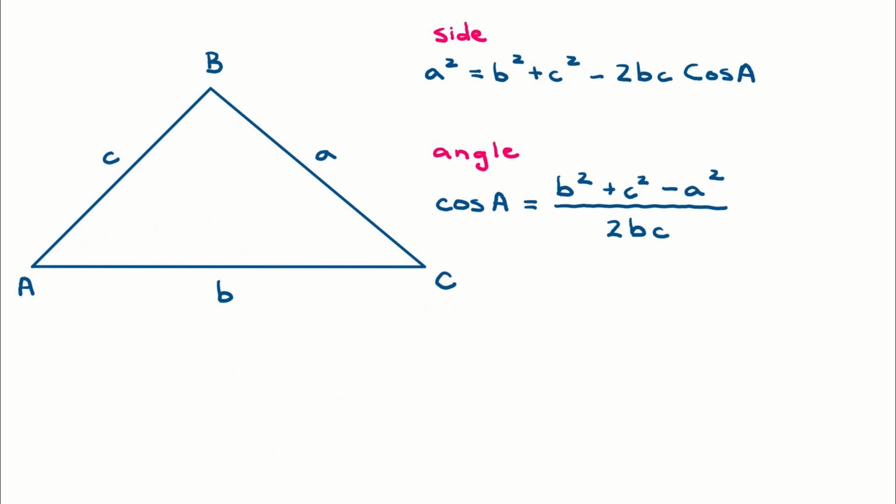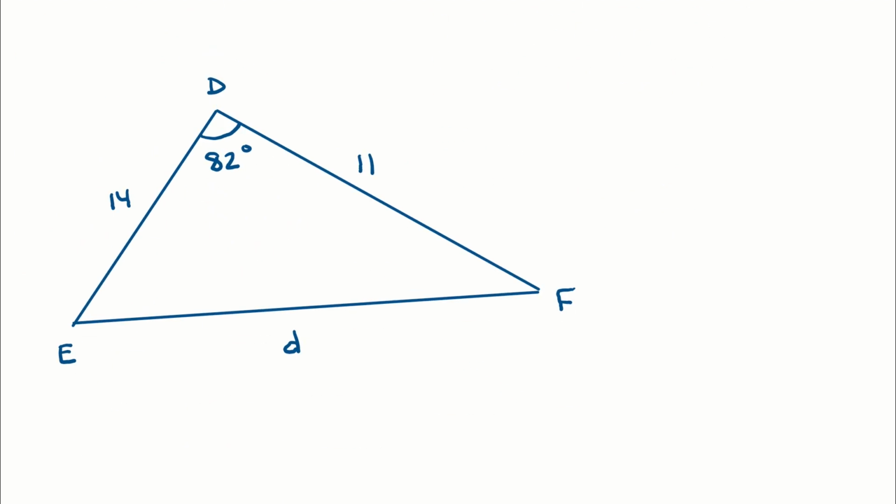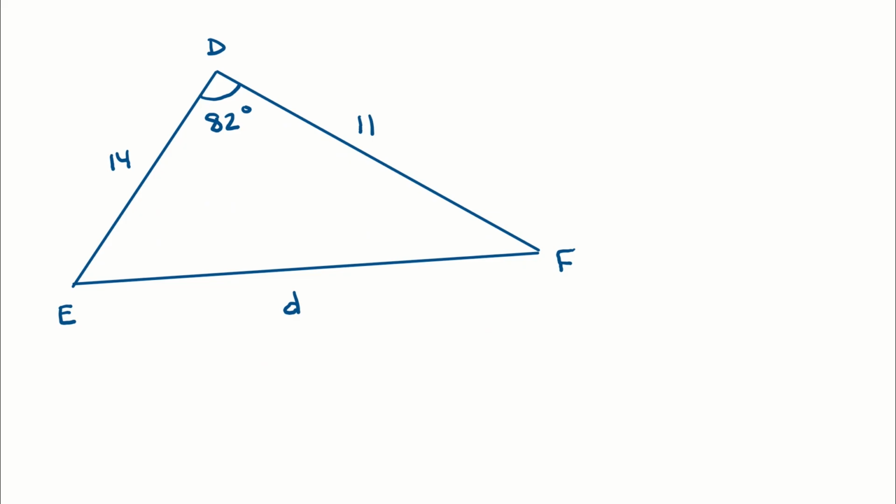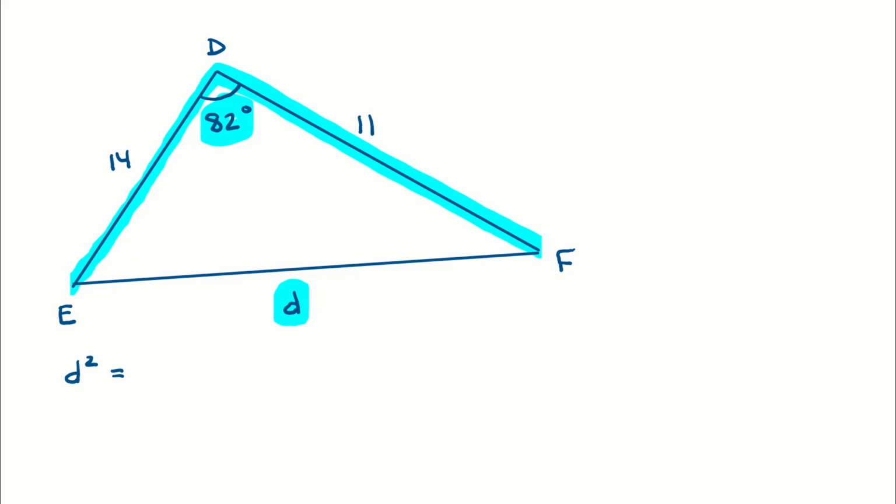So let's take a look at some questions. In our first question, we have triangle DEF, and you'll notice that we have two sides and we have the angle between them, which means we are able to find the side that is opposite that. So I'm going to rewrite our formula, plugging in the letters that we know. So we know that side d squared would be equal to e squared plus f squared minus 2ef cos of D.